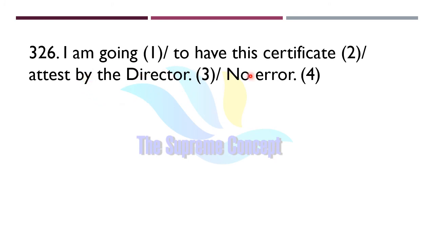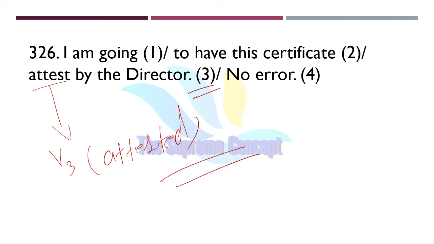I am going to have this certificate attested by the director. Now find out where exactly the error lies in this question. Yes, you are correct. The error lies in part number 3. Here attest is totally wrong. As this sentence is framed in passive format, we will use V3 of attest, like attested. It should be attested here.